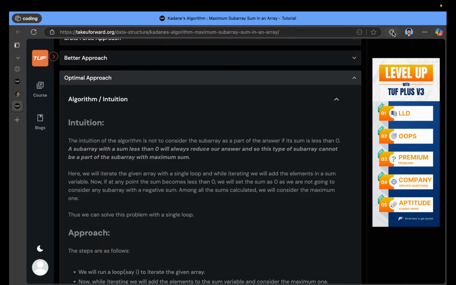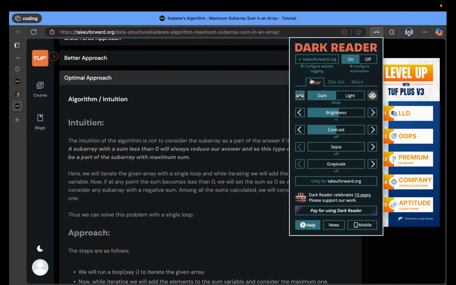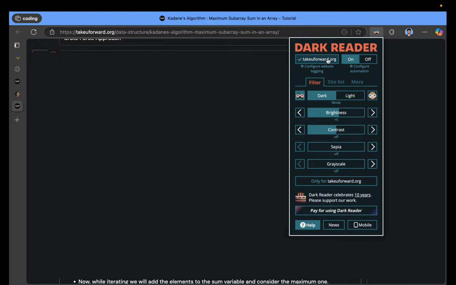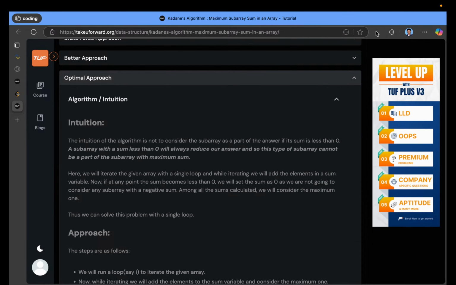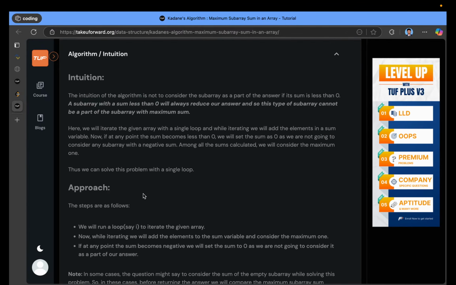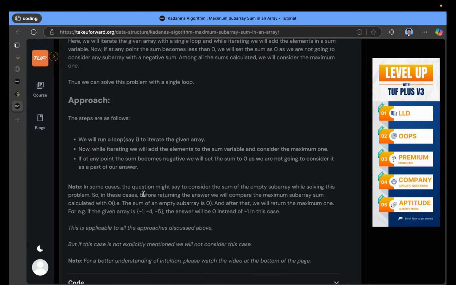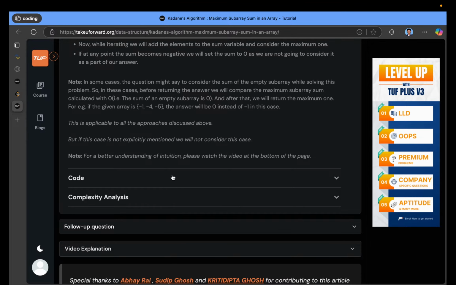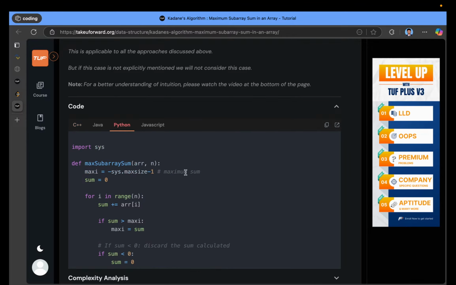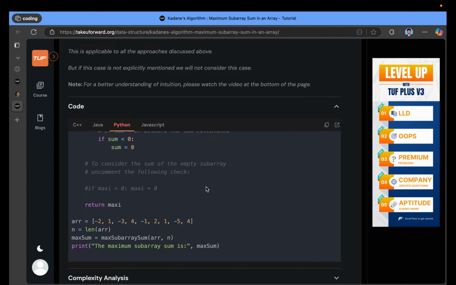Okay, uh, dark reader. Okay, it is already off. Nice. Then we can solve this problem with a single loop. Okay, it is done. Oh, the code is also here, and I have done the same thing.